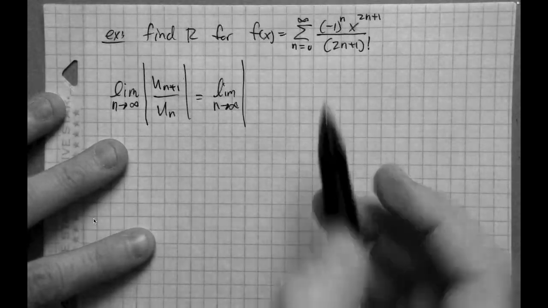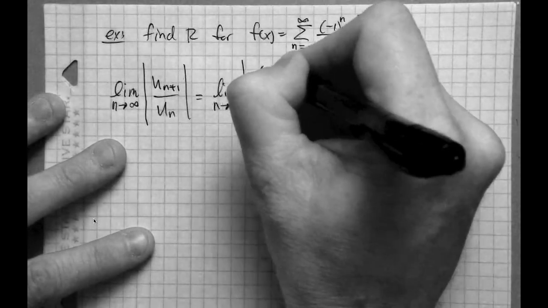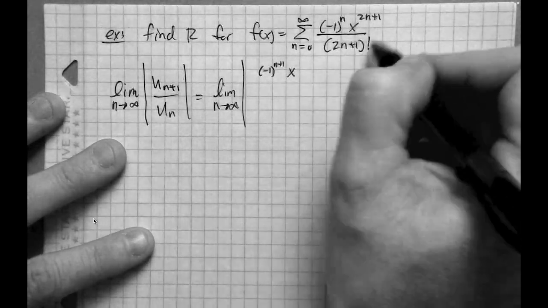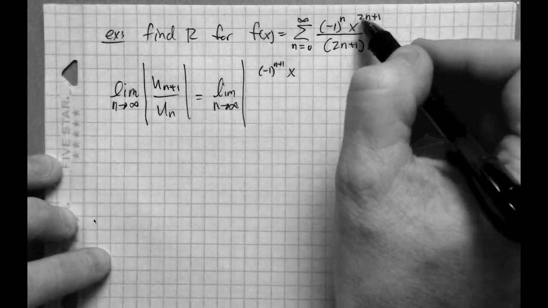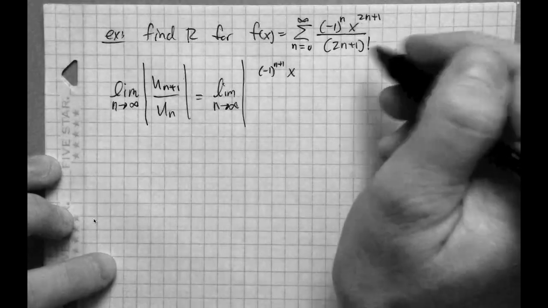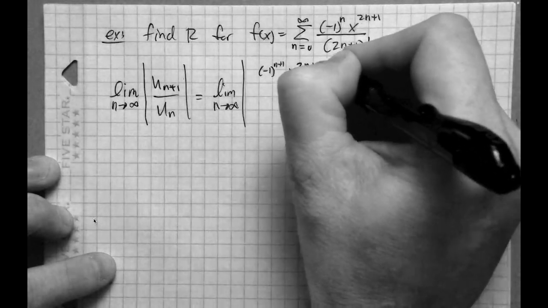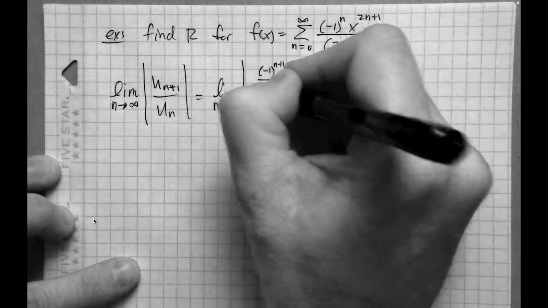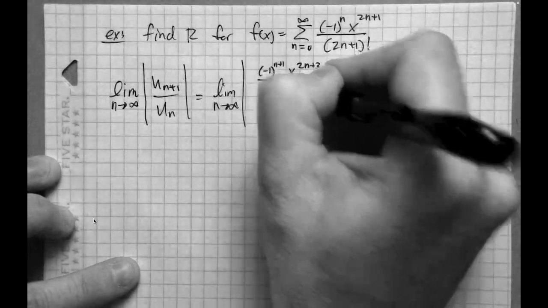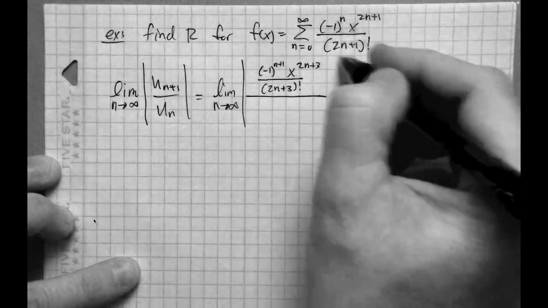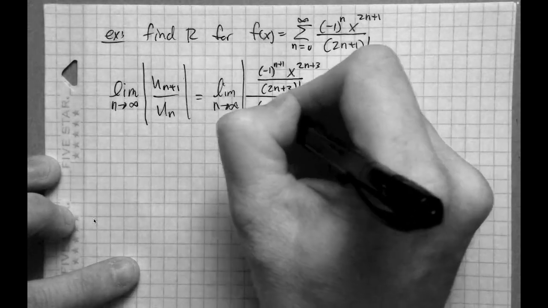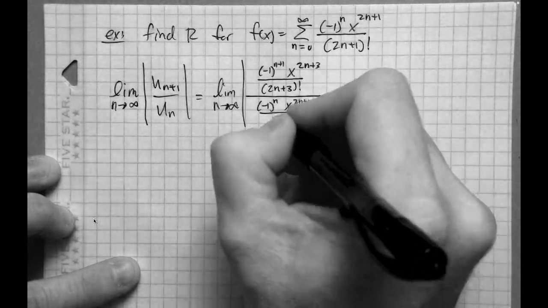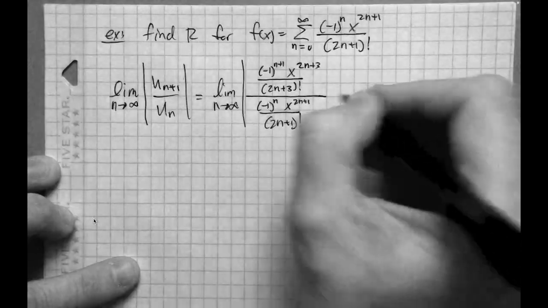And so our numerator here is the n plus 1 term, and so that's negative 1 to the n plus 1 times x to the, now this is actually going to be 2n plus 3, because remember you've got to plug in 2 times n plus 1 and then plus 1. So this will be 2n plus 3, and then divided by 2n plus 3 factorial, and then below that is just basically the nth term here. So negative 1 to the n, and then x to the 2n plus 1 divided by 2n plus 1 factorial.